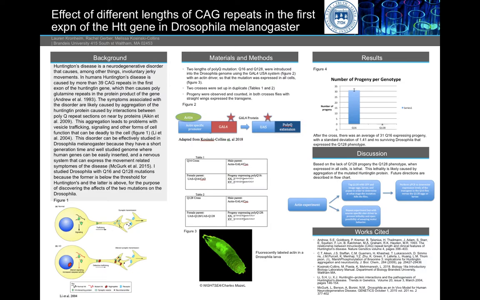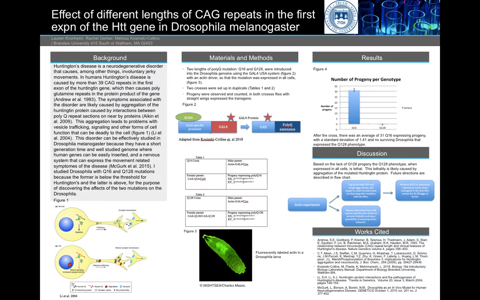Female flies with the genotype UAS-Q16/CYO and UAS-Q128/UAS-Q128 were crossed in duplicate with males with the genotype actin-Gal4/CYO. The progeny expressing the transgene could easily be identified from both crosses because they had straight wings, as compared to their curly-winged, non-expressing siblings.